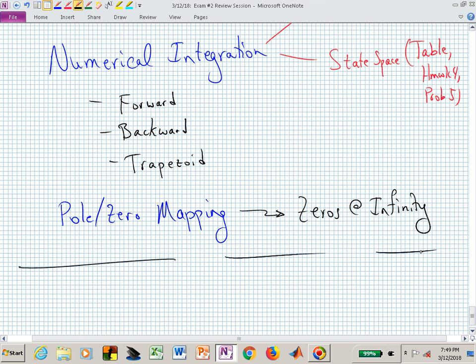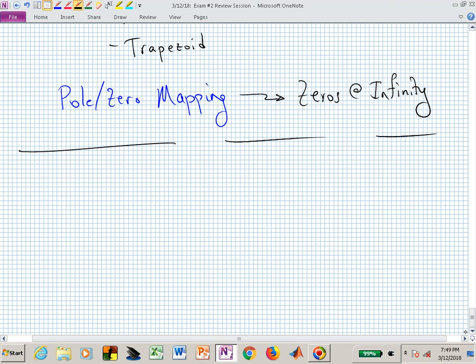Now, we've talked quite a bit today about the numerical integration and the z-transform. Can I jump ahead and do the pole zero mapping first this time? Because it seems to get shorted every time because we run out of time. And I started this session talking about pole zero mapping. Let's sort of put it in the middle.